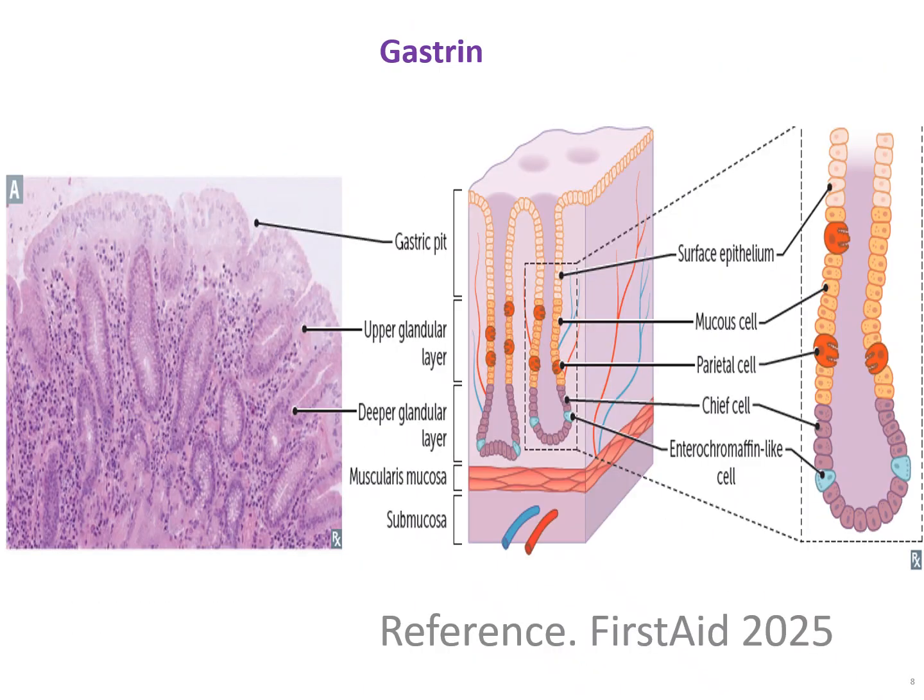So when you recollect your anatomy and histology knowledge about the stomach, if you see the various cells in the stomach, this is the surface epithelium and the mucous cells and parietal cells and chief cells, and here are the enterochromaffin cells. Okay, so this is the lumen, the gastric pit, and also the upper glandular layer and deep glandular layers, right? So here you can see all these glands, and this is the submucosa, and this is the muscularis mucosa. All right.